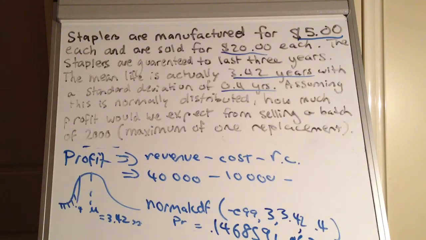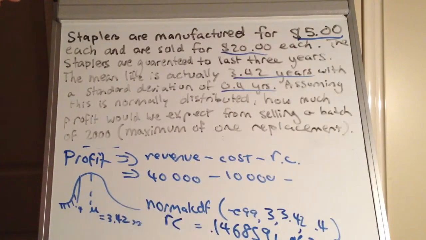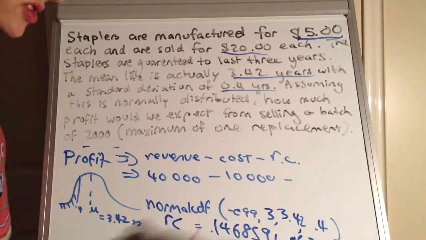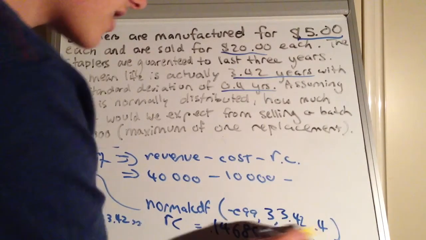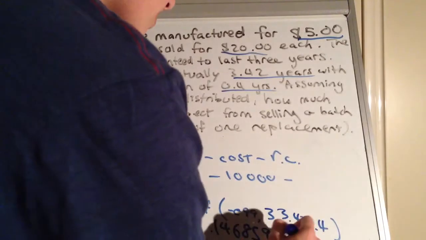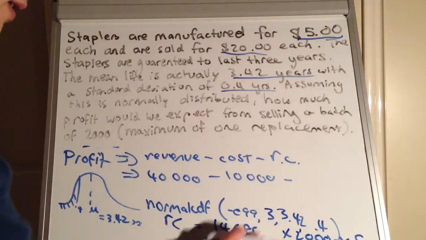So now we calculate this. And again, we get the replacement cost from this. So it's 0.41, which is a probability, 0.1416891. And I'll just write this so it actually fits on the board. As I said, times 2,000 times 5 there.